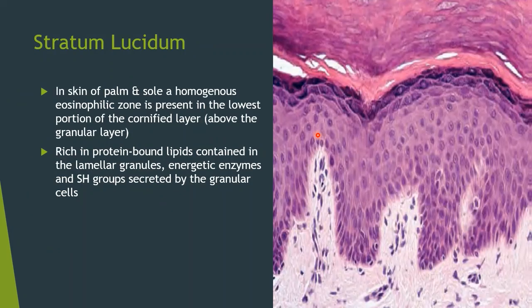In some parts of the body, like palm and sole, there is presence of an extra layer of skin which is called the stratum lucidum. This is a homogeneous eosinophilic zone present in between the stratum corneum and stratum granulosum, and this is rich in protein-bound lipids which are contained in the lamellar granules, energetic enzymes, and sulfhydryl group secreted by the granular cells.